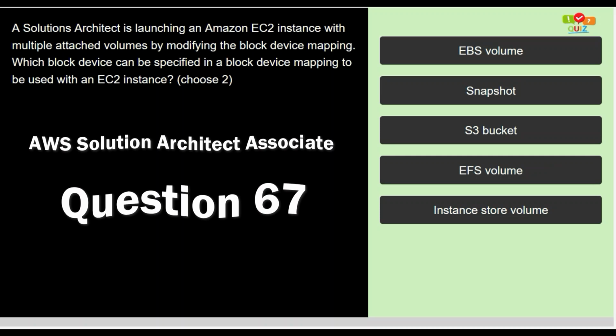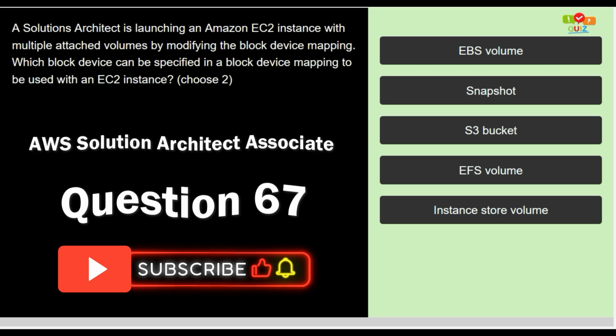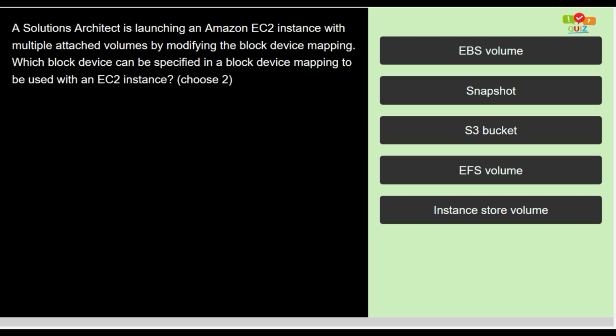Let us start with our first questions. A solutions architect is launching an Amazon EC2 instance with multiple attached volumes by modifying the block device mapping. Which block device can be specified in a block device mapping to be used with an EC2 instance? You have to choose two options.